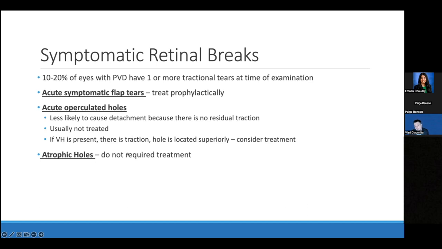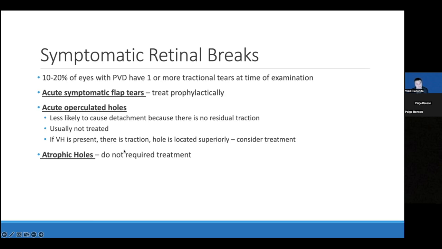Atrophic holes, you do not need treatment. And that's difficult for me to kind of convey to you because you have to see a bunch of these to kind of tell them apart. But atrophic holes are not related to traction. They just occur there. And a lot of people have atrophic holes. In fact, like I said, a lot of people in the audience probably do. They don't even know it, and that's okay.